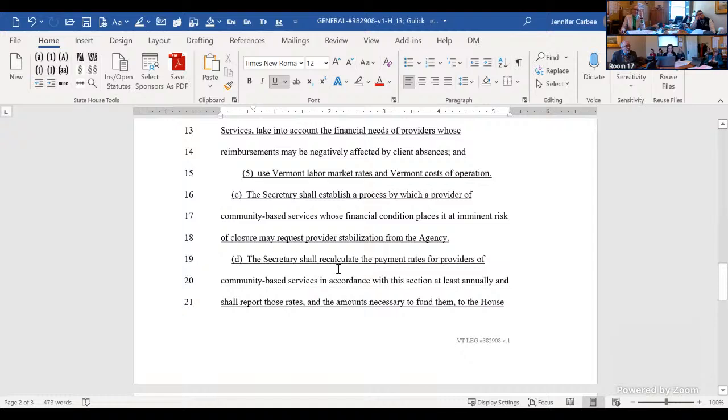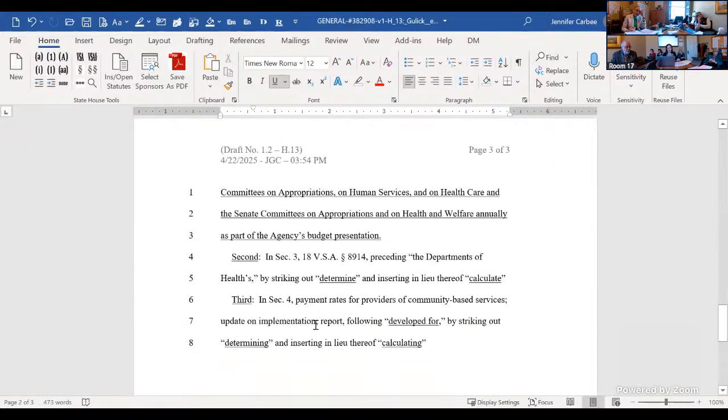All right, again, I changed determine to recalculate and report those rates. They had suggested that the secretary would review rates in accordance with this section at least annually and report the results of those reviews. I think with the switch to calculate, it makes sense for them to recalculate at least annually and report those rates. It still isn't requiring them to do anything more than provide information. But I think review does not have them take as active a role as you had contemplated.